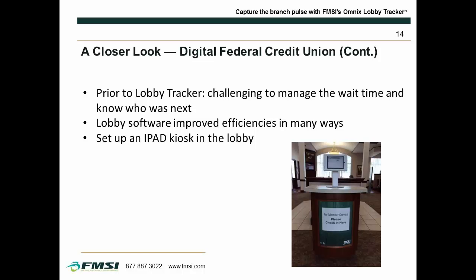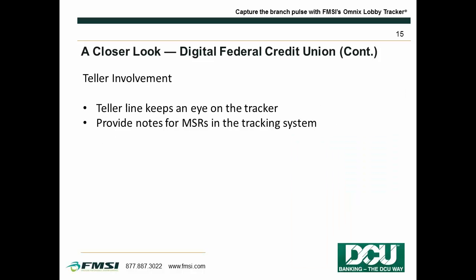First of all, the member walks in, they can sign in on the kiosk, they input their name, they can input a little bit of information as far as why they're there and what they're looking to do, and then they're directed to have a seat. So the efficiencies really come in because the MSRs know who the next person is available and what they're looking for, but the teller line also helps out quite a bit, and they're very involved. They really love the system because they can keep an eye on the tracker and they can see what member is waiting for what purpose.